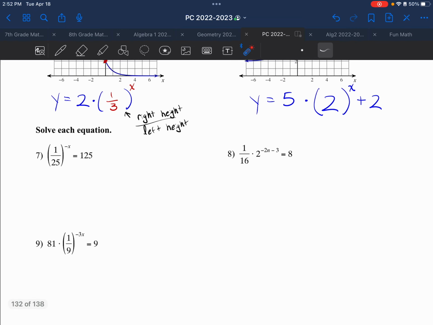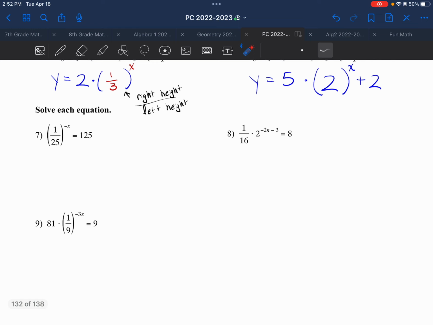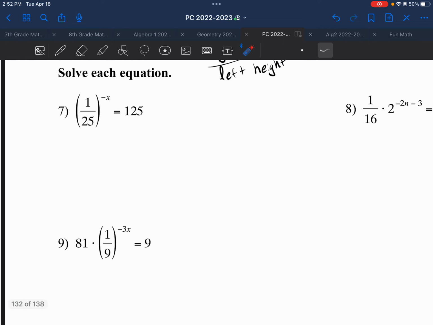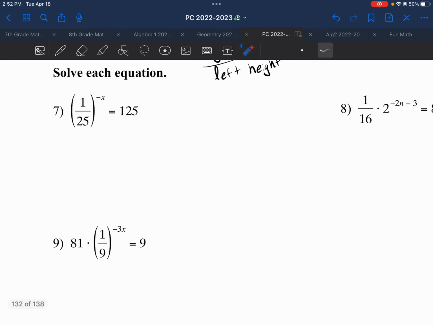All right. Number 7. And by the way, the clock in the top left is 2:52 right now. Once that hits 3:14, I'm going to stop the recording wherever I'm at, or maybe just finish the problem that I'm working on.